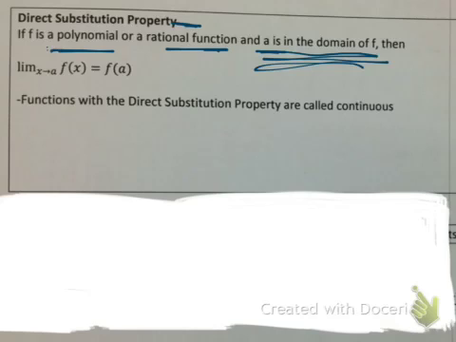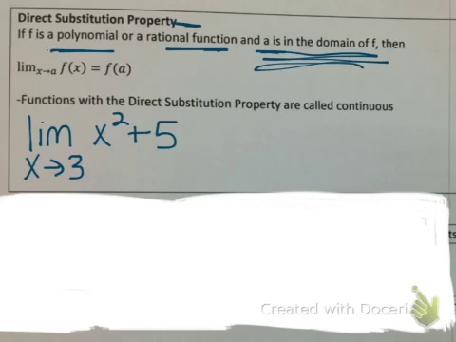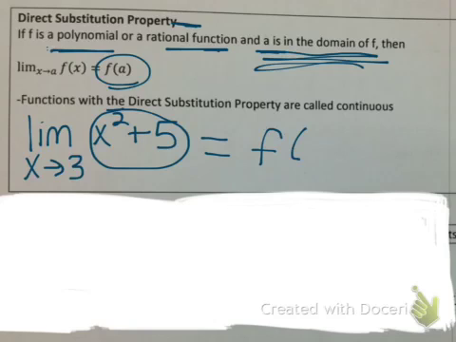Okay? What the heck does this say? Limit as x approaches 3 of x squared plus 5. So x squared plus 5 is a polynomial. So this is saying that the limit is just going to be equal to f of a, which would be what? f of 3.